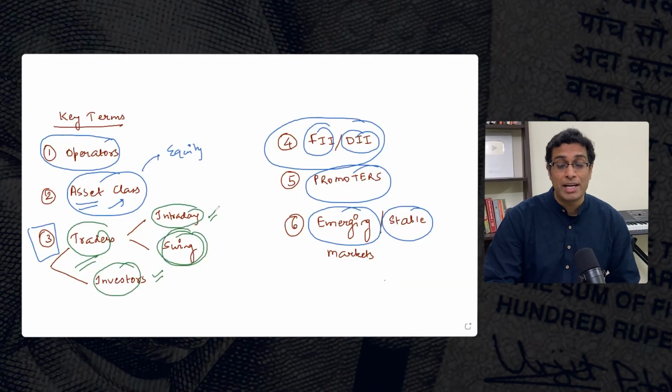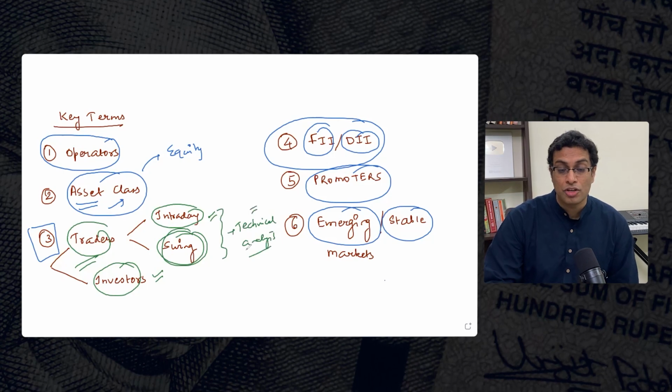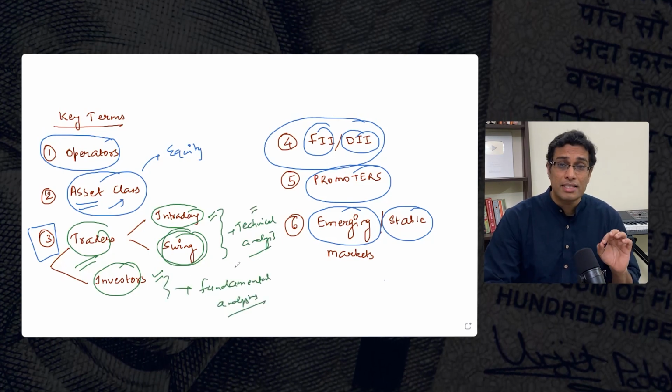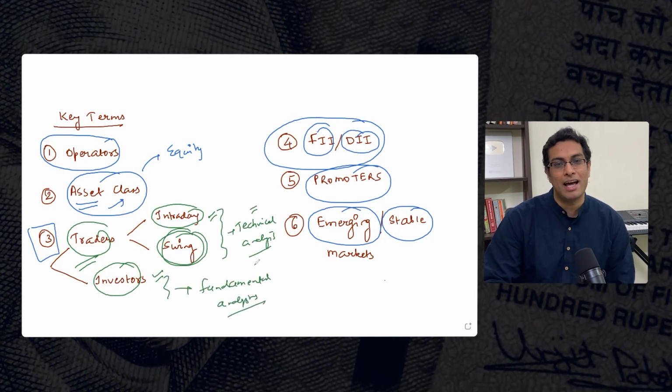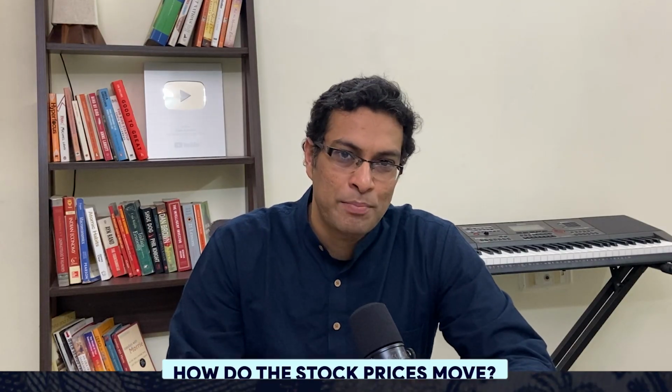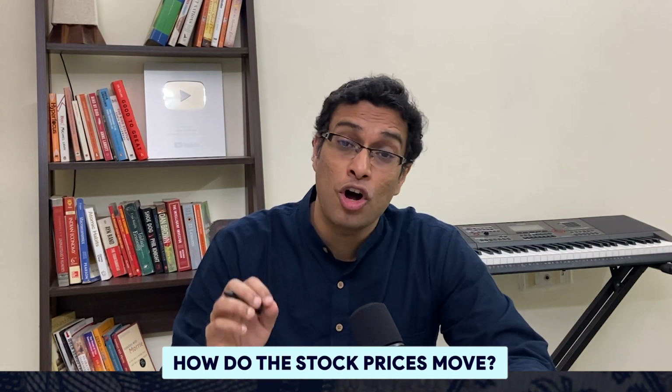Similarly, swing traders have a slightly longer viewpoint. So they would say, okay, I'm buying ITC at 220 and I will sell it off at 250. How do they decide 250? They look at technical patterns. So usually traders go by technical patterns or technical analysis, and investors on the other hand are fundamental analysts. Now comes the next important section, how do the stock prices move.